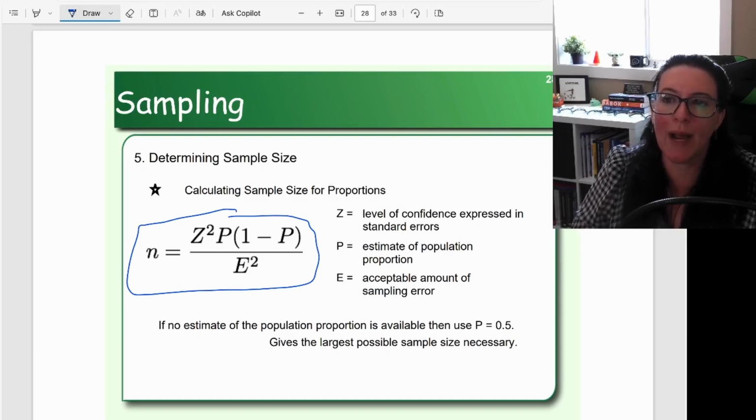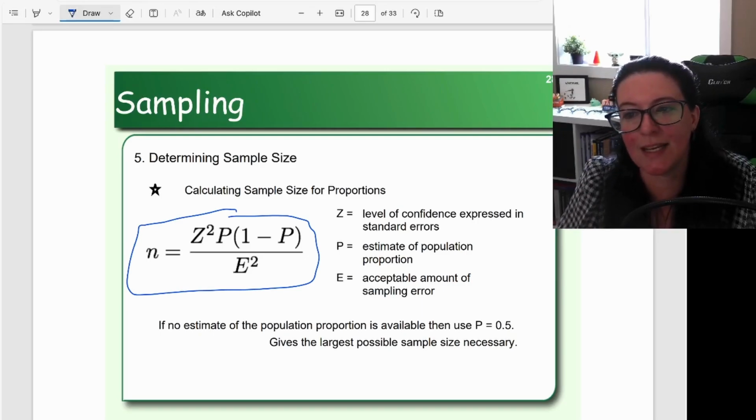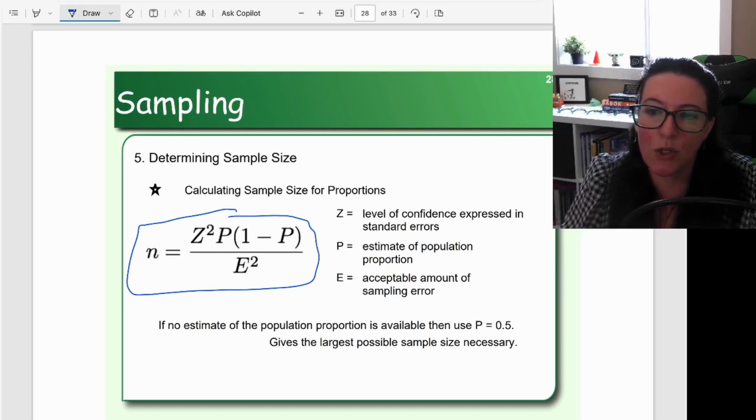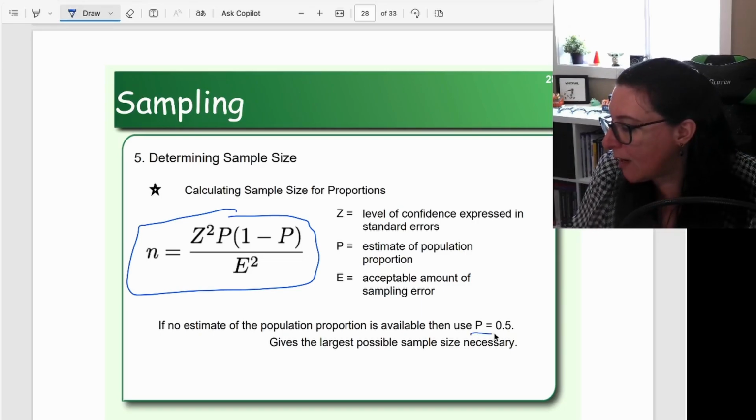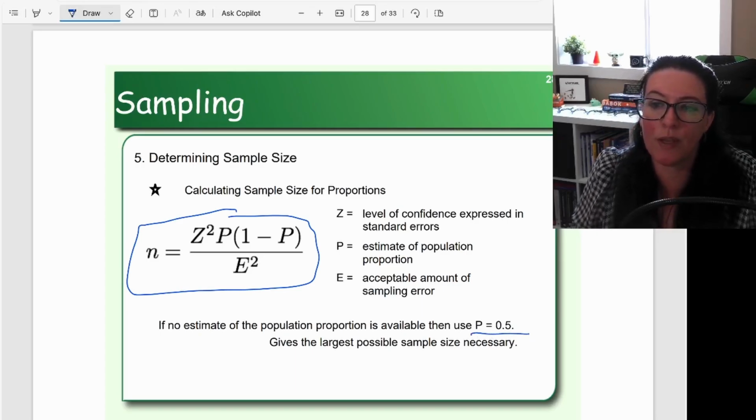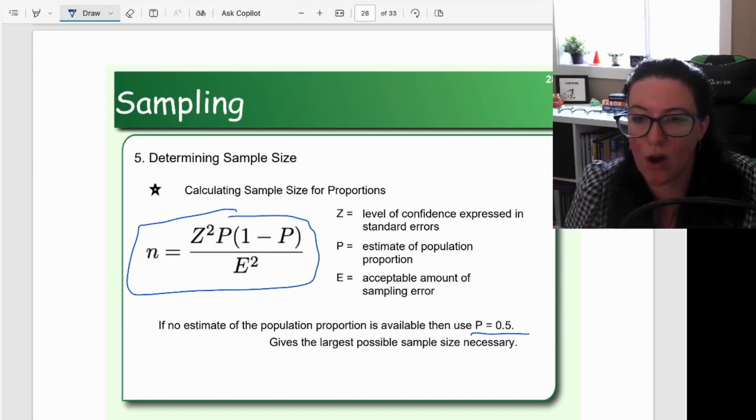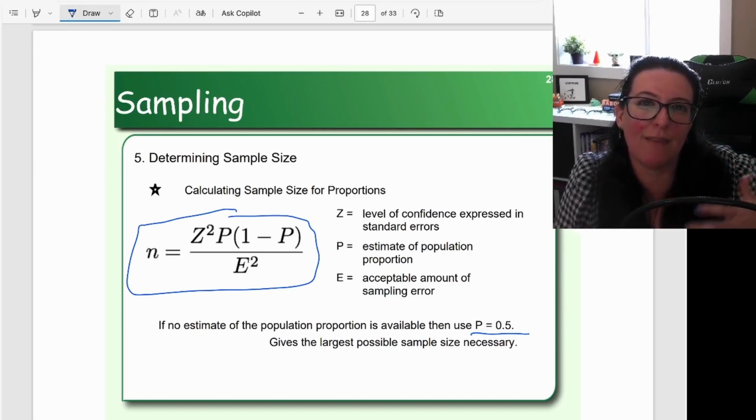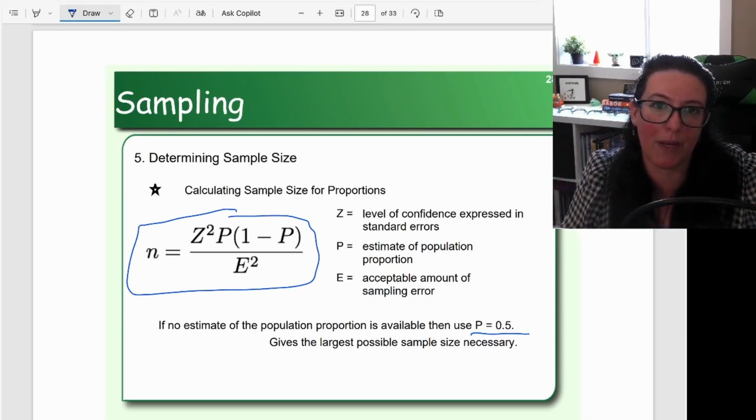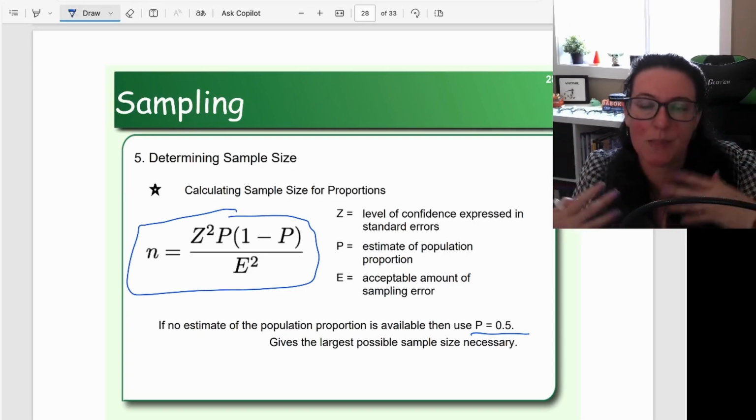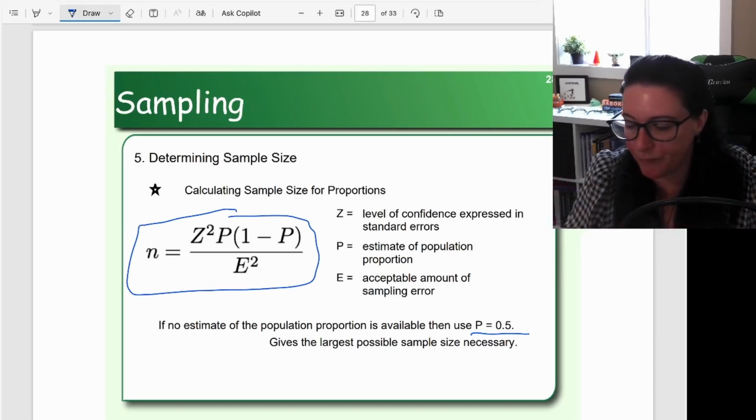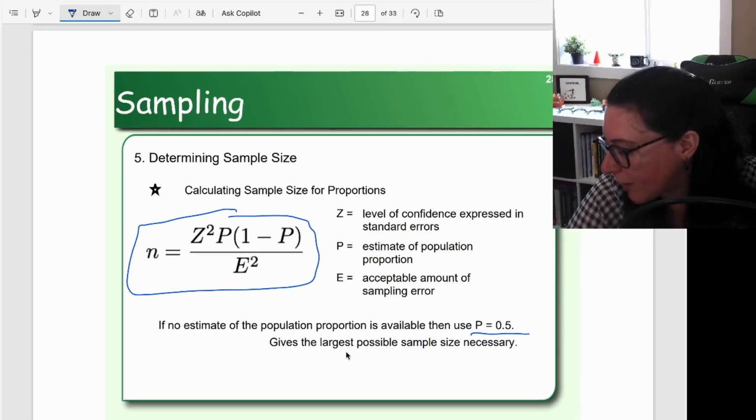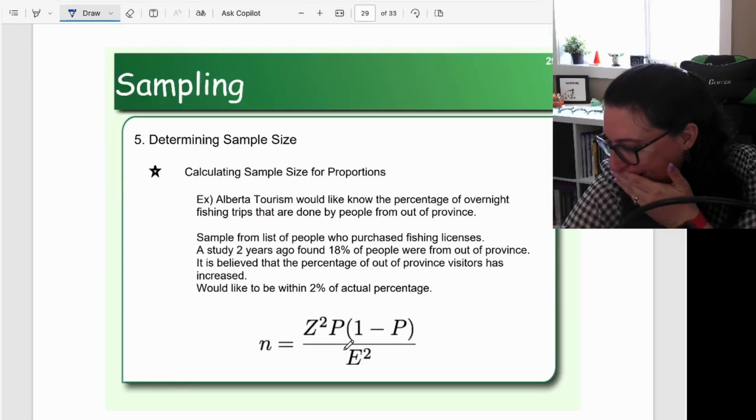If you have no idea what the percentage is in the population, then you go with a P of 0.5. That will give you the largest possible sample size given your level of confidence and your sampling error. So it's essentially saying if you don't know anything about the population, let's err on the side of a bigger sample so that it's more likely to represent the population. So let's look at how this works. All right, let's look at an example here.